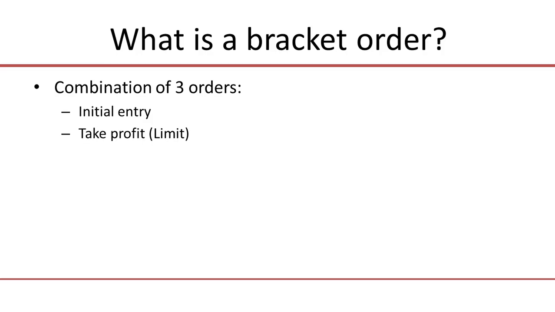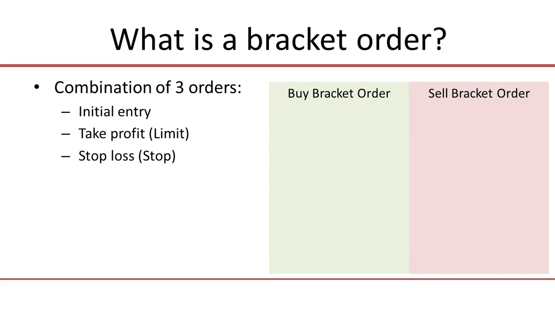The second order is the take profit order. Usually this is a limit order. And the third order is a stop loss order, and this is usually a stop order. So a bracket order can be of two types. We can have a buy bracket order and then we can have a sell bracket order.